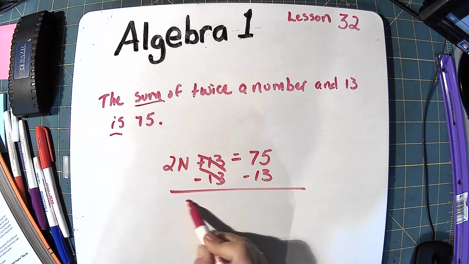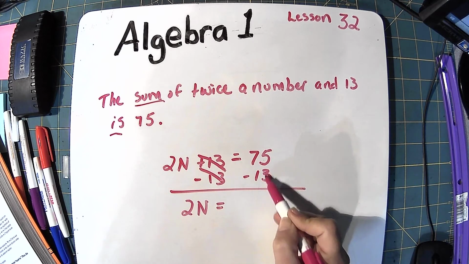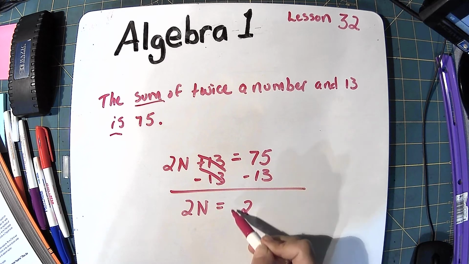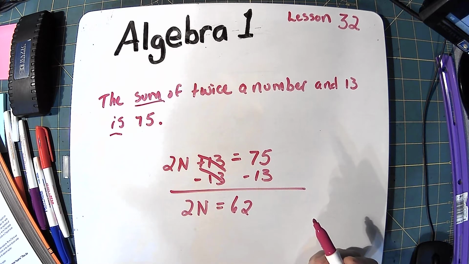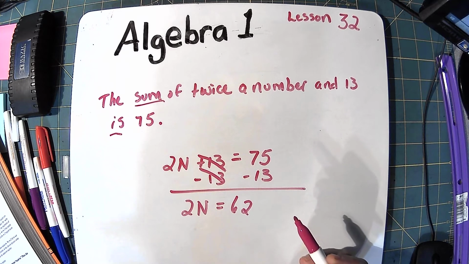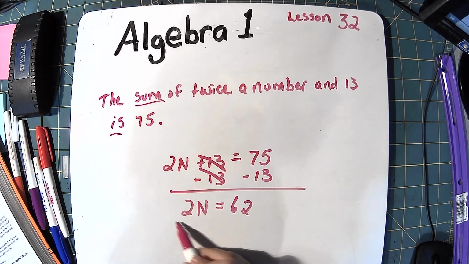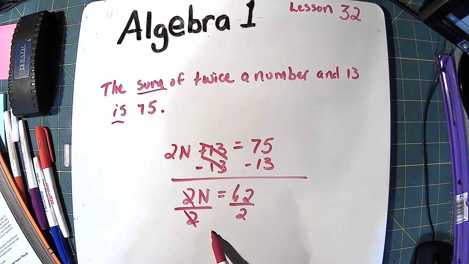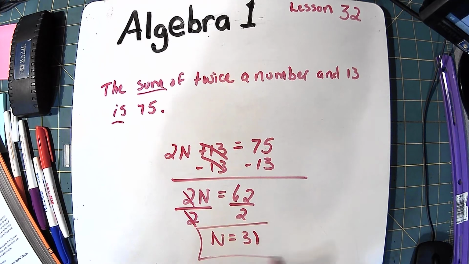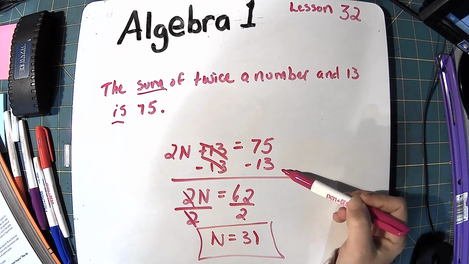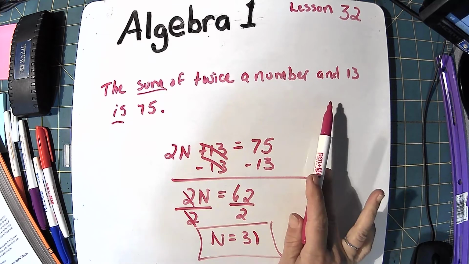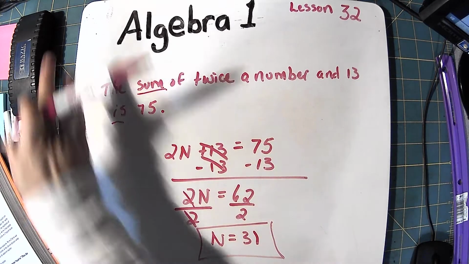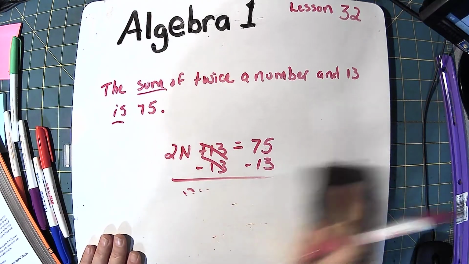Those cancel. We get 2n equals, let's see, 5 minus 3 is 2, 7 minus 1 is 6. 2n is 62. So now we are going to divide by 2, and we get n equals 31. So there's the answer to that one. These are pretty basic. We're just combining what we know about solving equations and what we know about algebraic phrasing into finding the answer, the solution, the root of the equation.